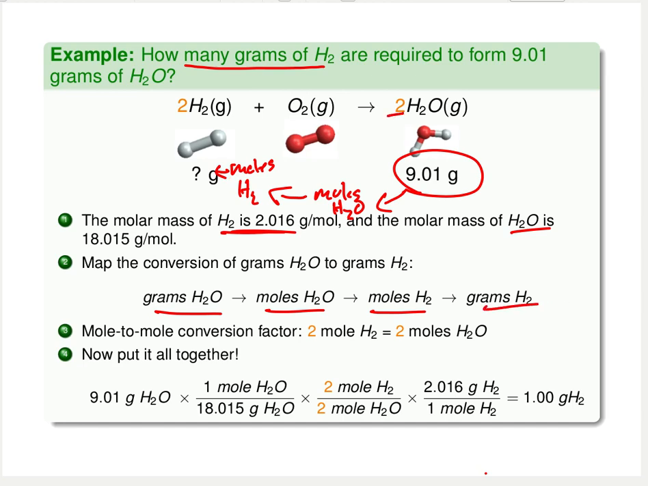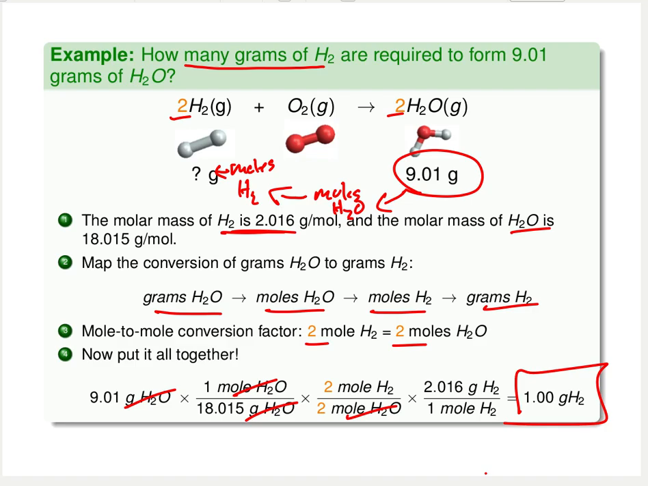Looking at those stoichiometric coefficients though, we can quickly build up the conversion factor for the mole-to-mole aspect. We know our molar masses, so we can divide by the molar mass of H2O, get moles of H2O. It's a 1-to-1 ratio, so moles of H2O are going to cancel out. We get moles of H2, and then we multiply by the mass of that H2 to arrive at our final answer in grams.